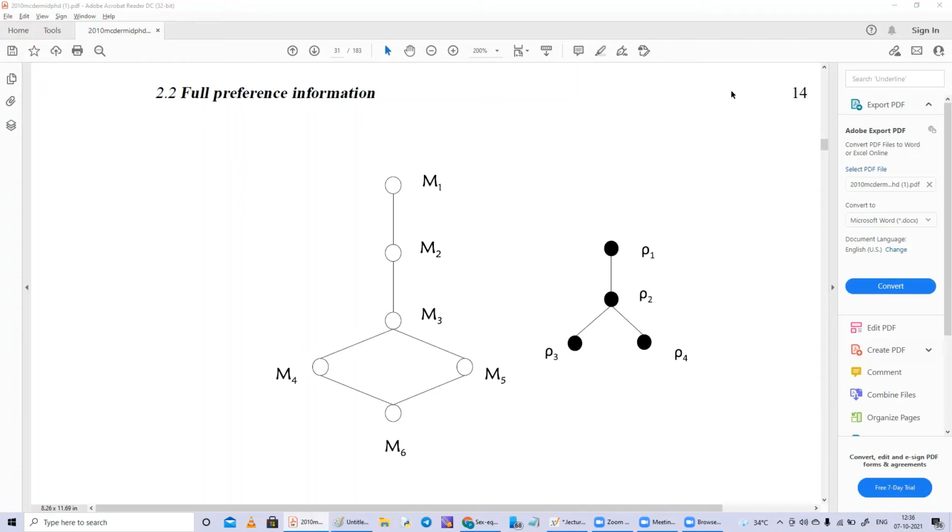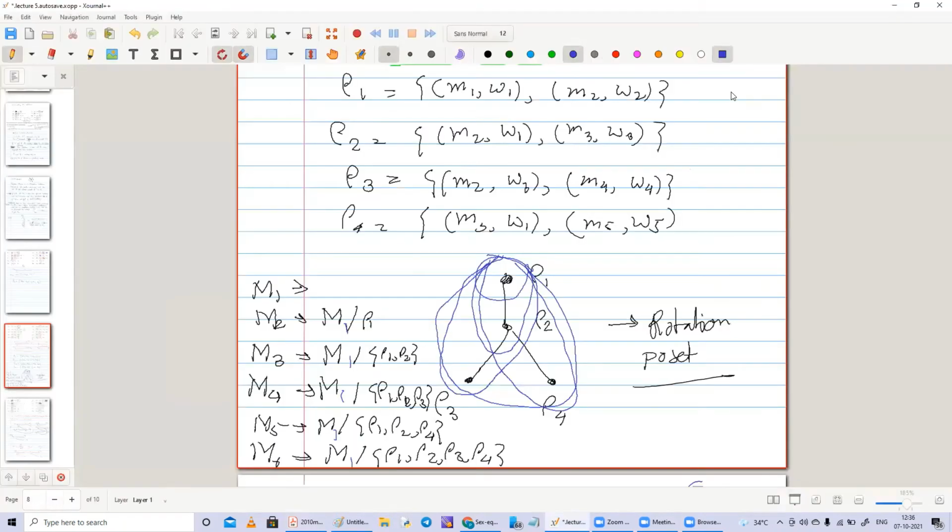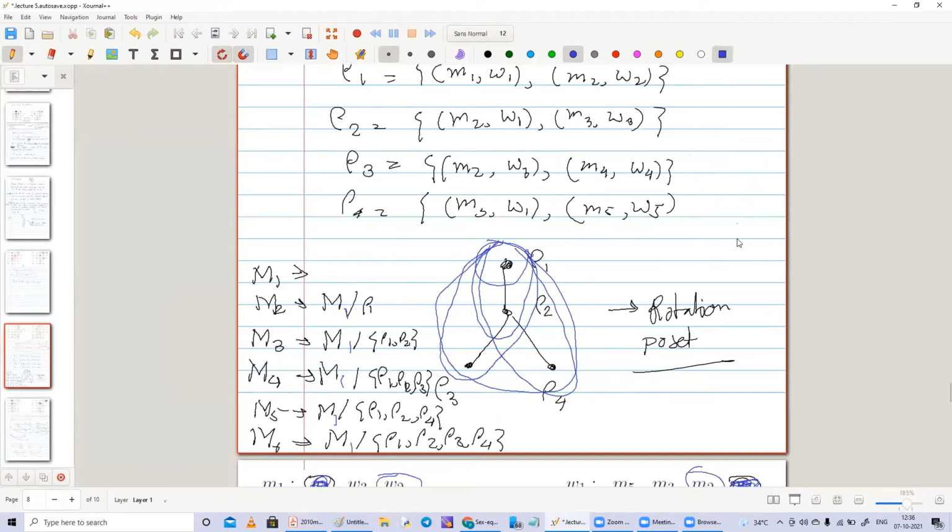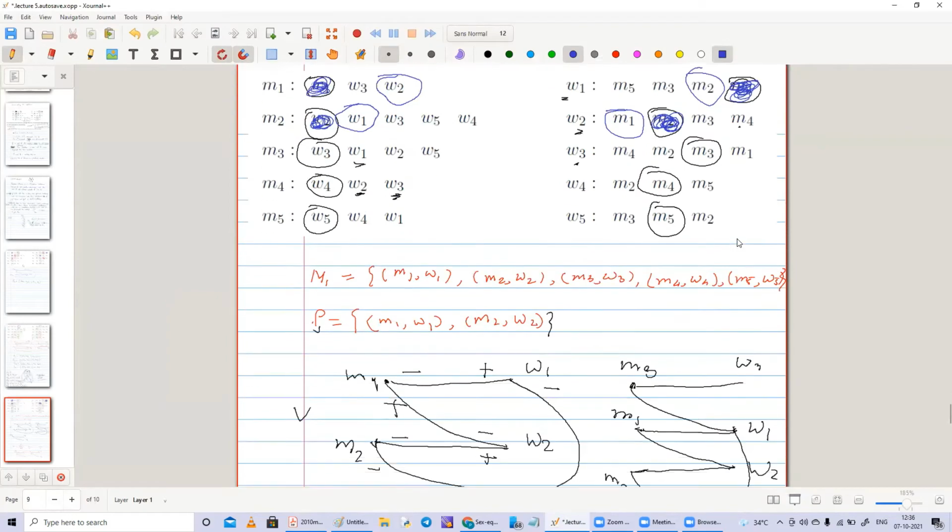So if I repeat it once, you start with the man-optimal matching. Then you find all the exposed rotations at that time. And if you apply one of them, then you will get a new matching. When you apply a rotation, you will see that one or more rotations get exposed. And if you apply any one of them, then some new rotations get exposed. In this way, you continue until you reach the woman-optimal matching, and then there will not be any more rotations.